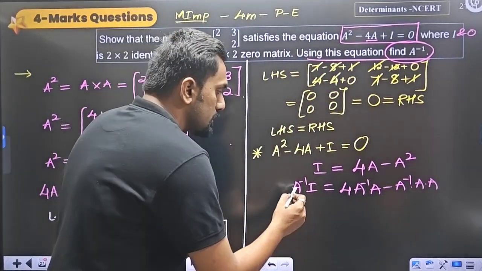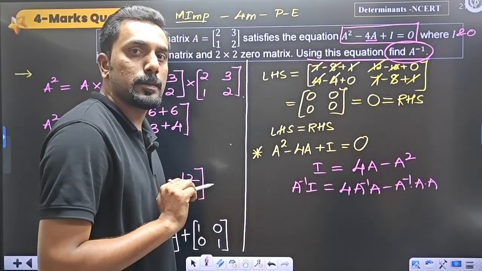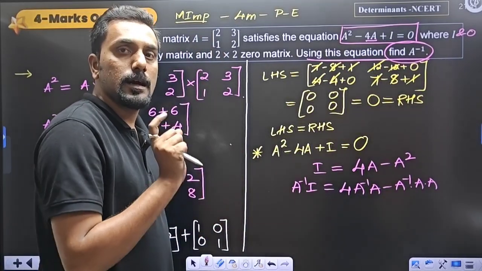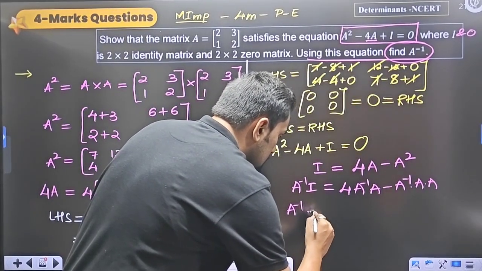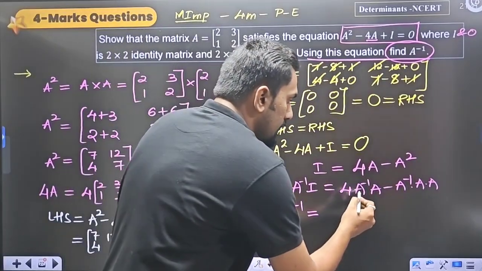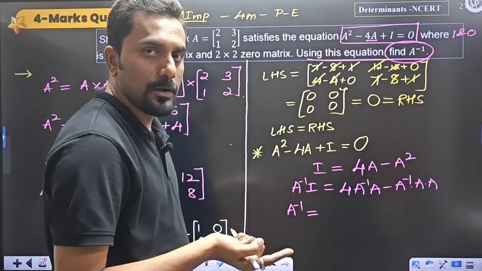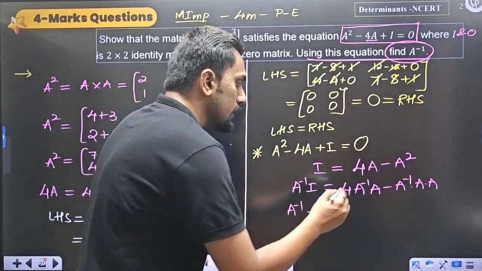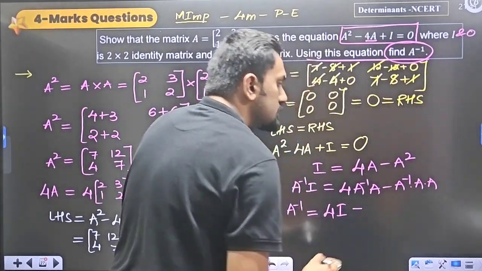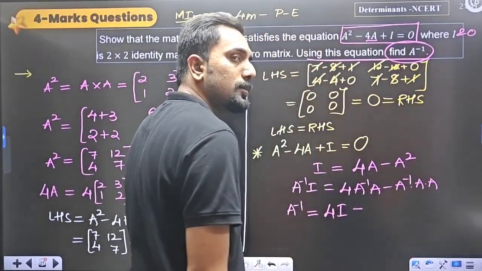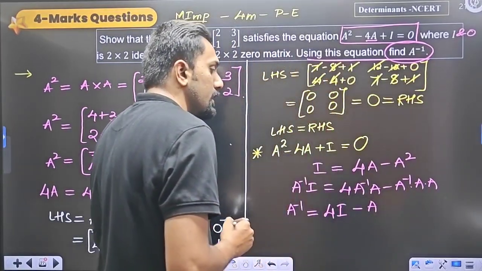Then what is the value of A inverse into I? If you multiply the identity matrix by any matrix, you are going to get the same matrix. So this becomes A inverse, and that is equal to A inverse into A. A matrix multiplied by its inverse is equal to the identity matrix. So this becomes I, identity matrix, minus A inverse into A will be I into A, which becomes equal to A. I am writing directly.